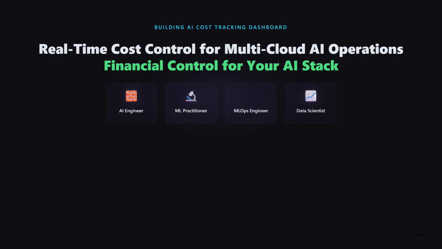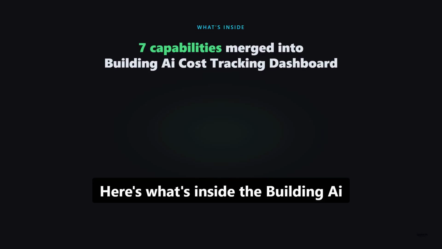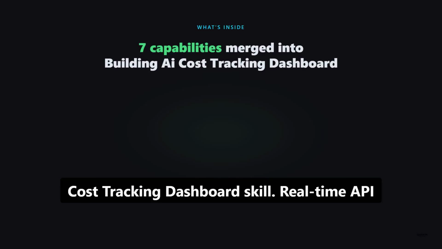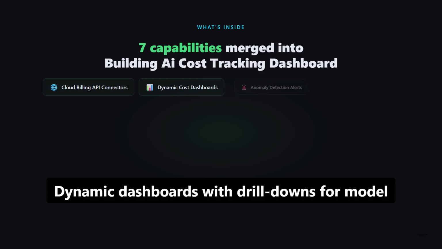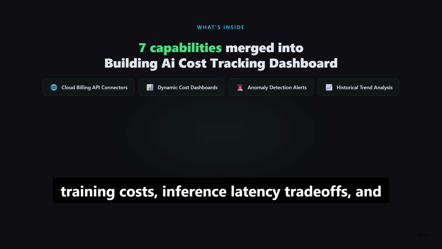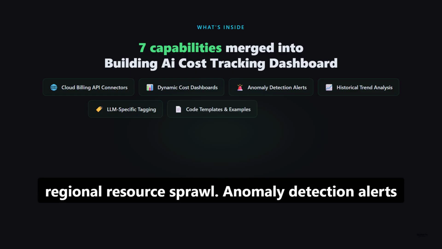24/7 bodyguard. Here's what's inside the Building AI Cost Tracking Dashboard skill: real-time API connectors for cloud provider billing data, dynamic dashboards with drill-downs for model training costs, inference latency trade-offs, and regional resource sprawl.